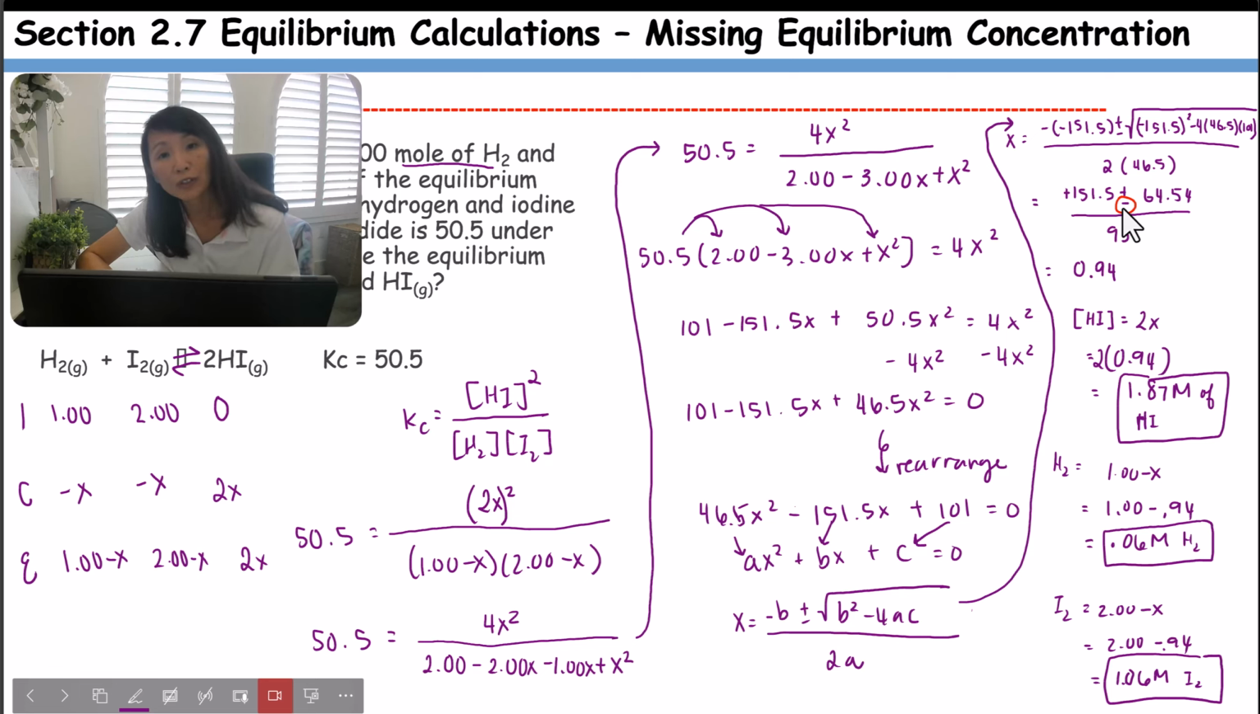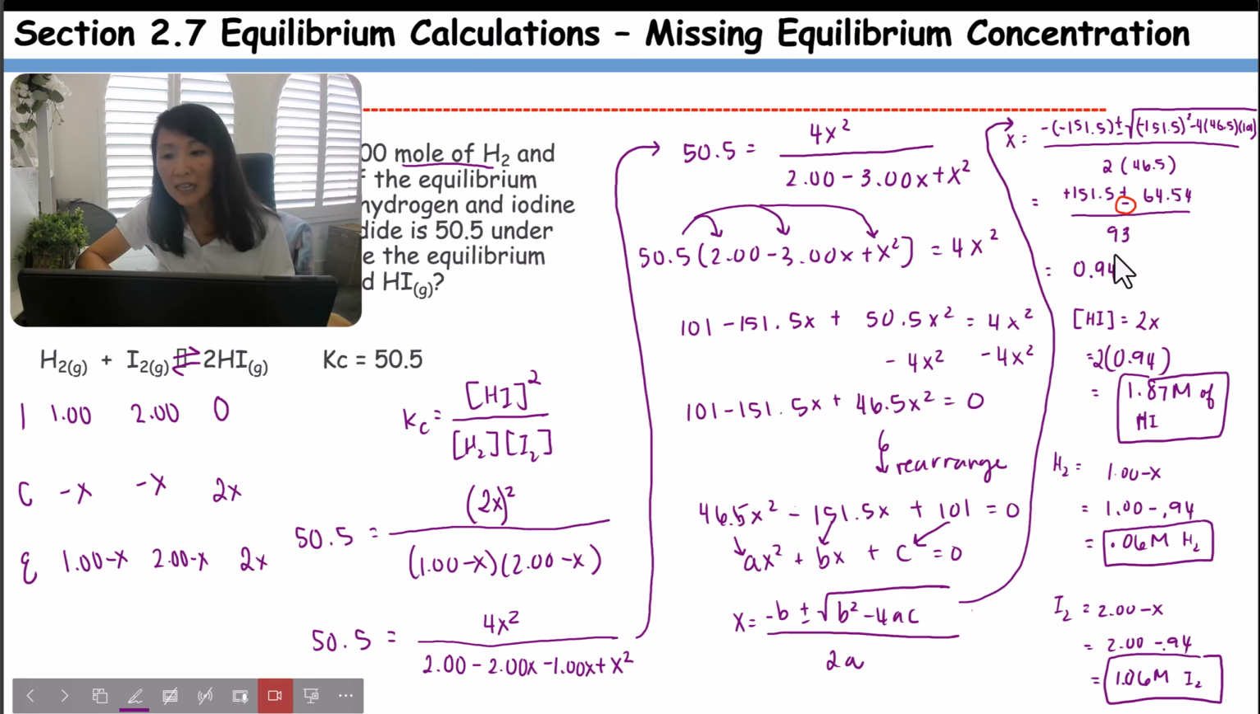Well, if you were to calculate utilizing the positive, you will get an x value that is greater than 1. If it's greater than 1, that means the change in the H, right? If it's greater than 1.00, that means the equilibrium concentration will end up being negative, because that x value is greater than 1.